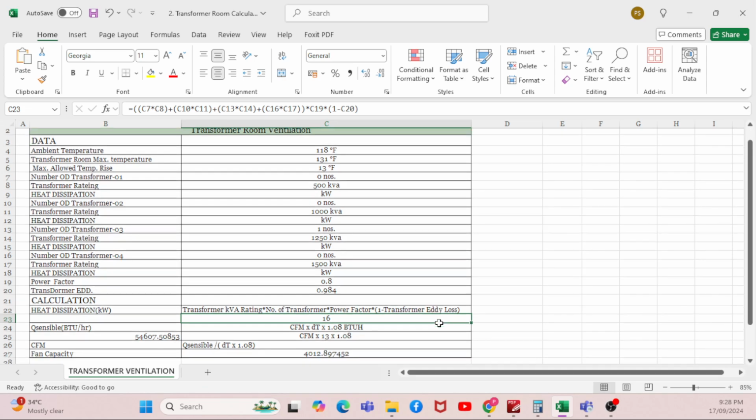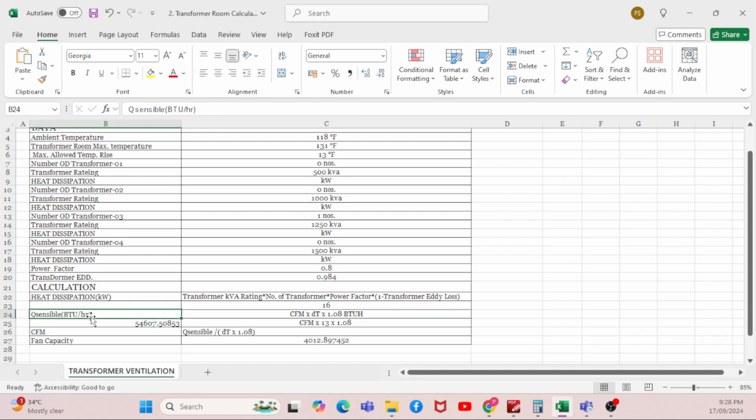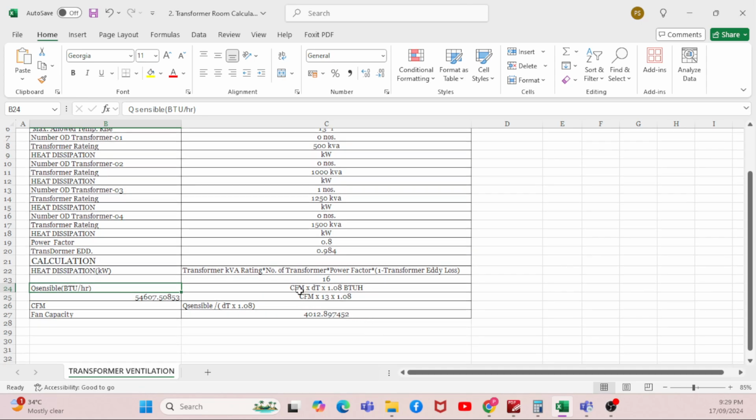Now, you know the sensible heat formula, because the transformer is purely a sensible heat equipment. You calculate the sensible heat, which equals 1.08 multiplied by delta T multiplied by CFM. From here we calculate the CFM, because we are going to calculate the fan capacity. So CFM is equal to heat dissipation divided by delta T, then 1.08.